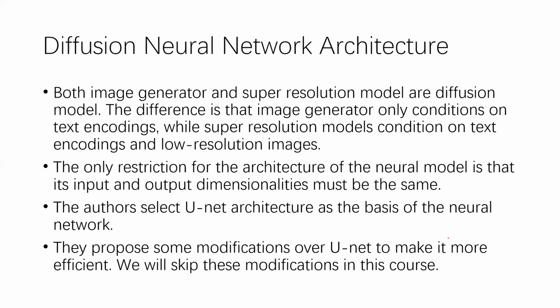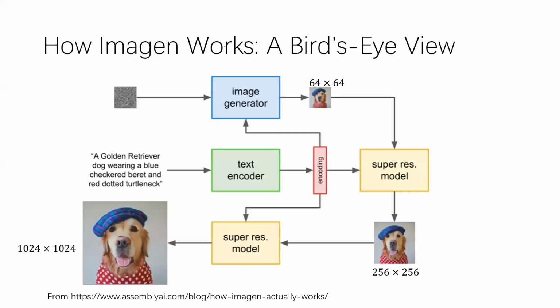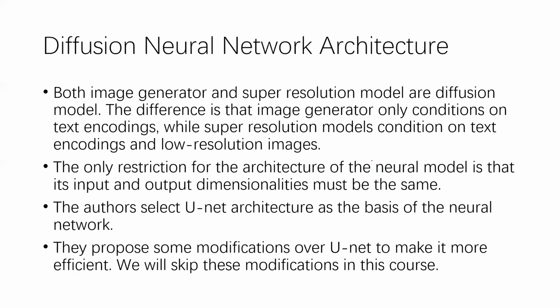So that's the text encoder. And for the diffusion neural network architecture, both the image generator and the super resolution models, which are this one and this one, all of them are actually diffusion models. The difference is that the image generator only conditions on text encoding, while the super resolution models condition on both text encoding and the low resolution images. And the only restriction for the architecture of the neural network is that the input and output eventually must be the same size.